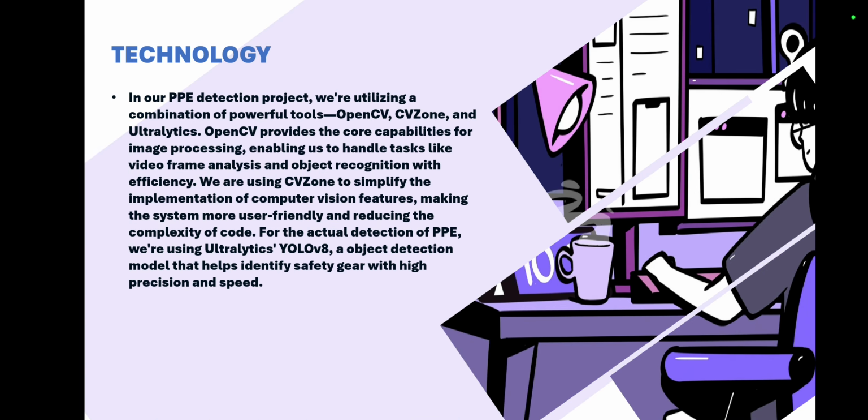So, technology. We've basically used three main technologies: OpenCV, CVZone, and Ultralytics. OpenCV provides the core capabilities for image processing, enabling us to handle tasks like video frame analysis and object recognition with efficiency. We are using CVZone to simplify the implementation of computer vision features, making the system more user-friendly and reducing the complexity of code. For the actual detection of PPE, we are using Ultralytics YOLO version 8, an object detection model that helps identify safety gear with high precision and speed.